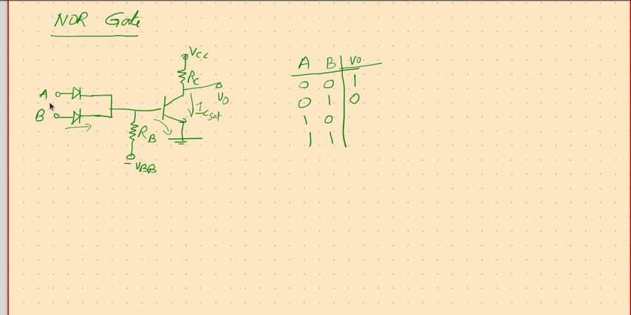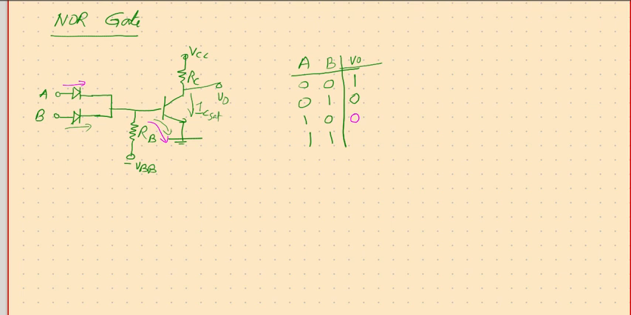Okay, now A is 1, B is 0. If A is 1, then there will be current flowing through this diode, and that current can flow through the transistor, and hence there will be large collector current because the transistor has gone into saturation, and large voltage drop across RC, therefore a very small output, so it can be considered as a 0.